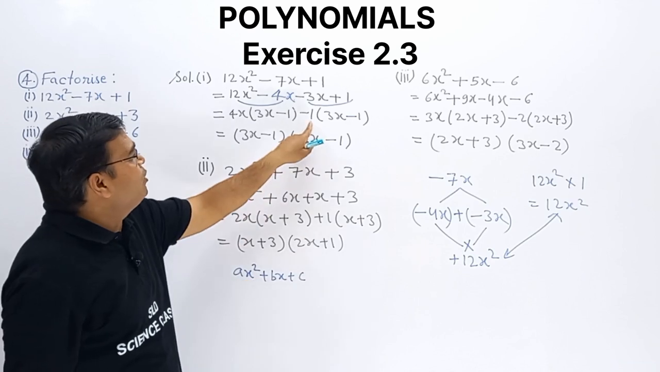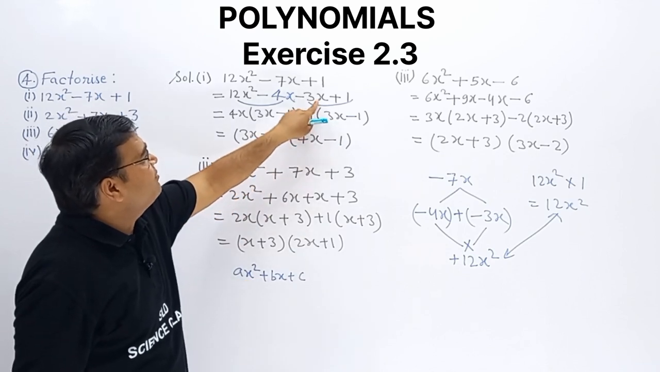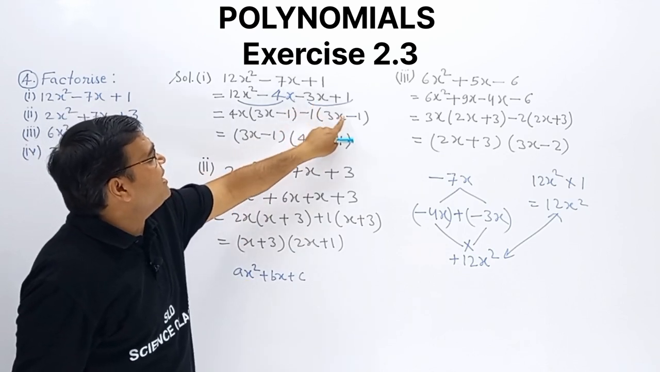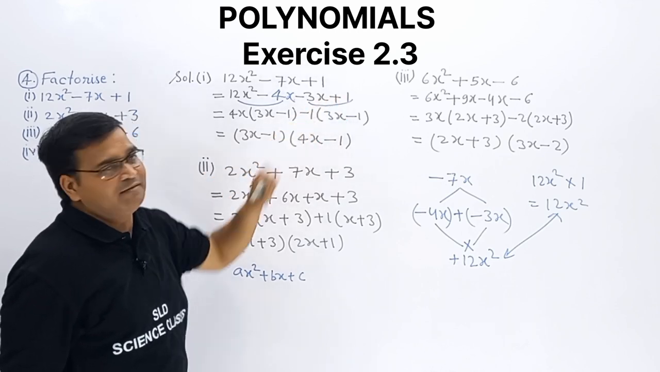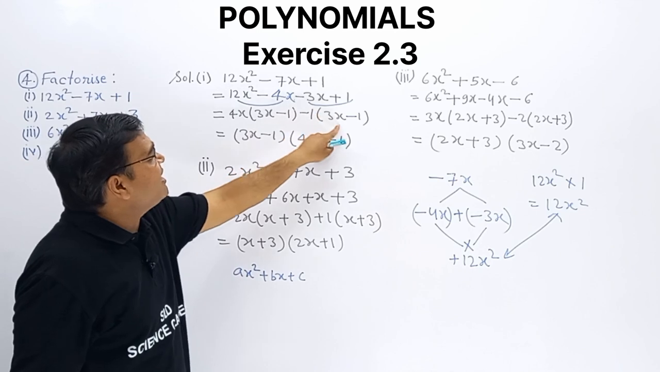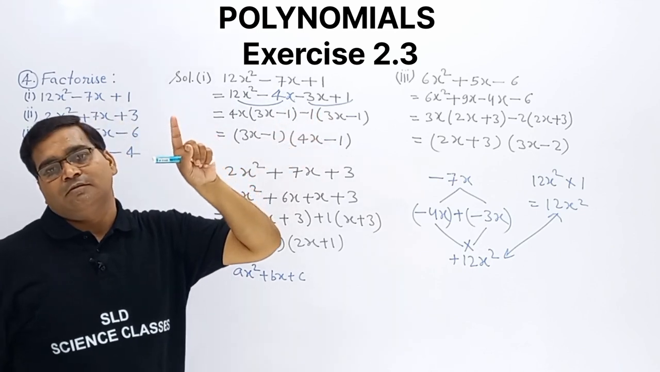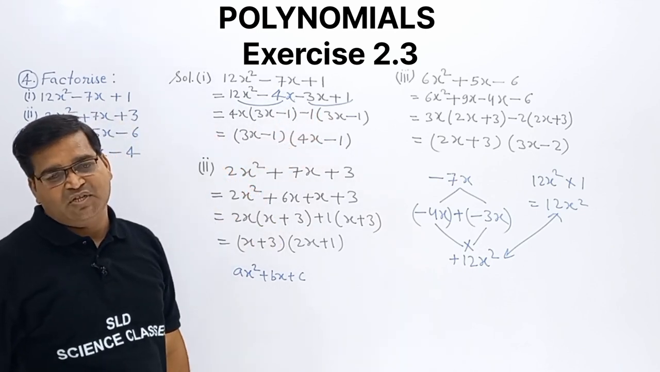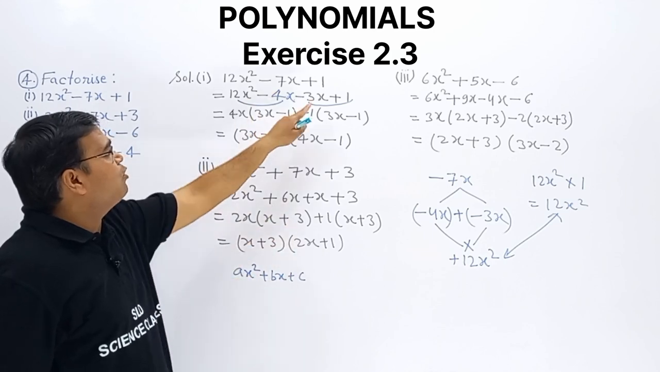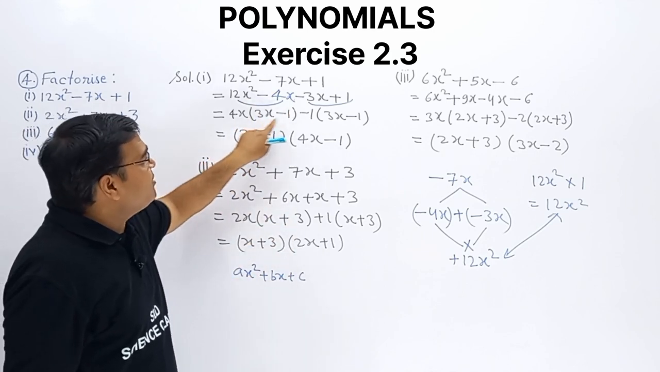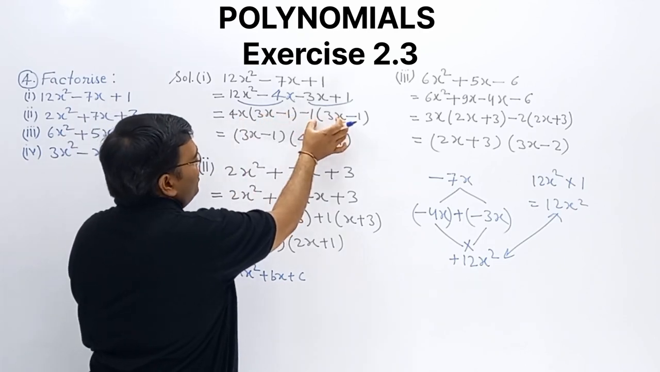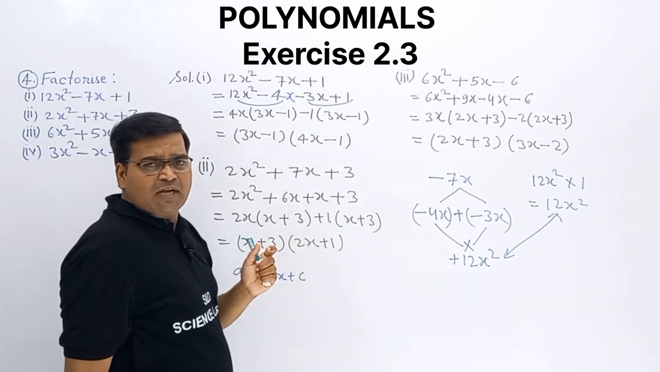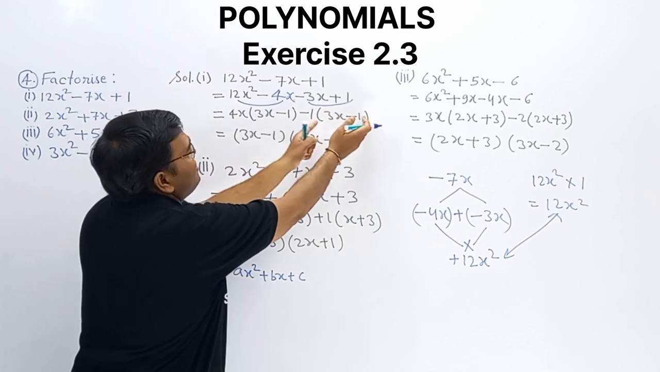Now apply distributive law. Minus 1 into this one, minus 3x. Minus into minus, plus. And what will be the result? Plus 1. And both brackets should be same. Once we factorize, we are taking common, then this term and this term, in which we are having two terms. This is the one term and this is the another term.